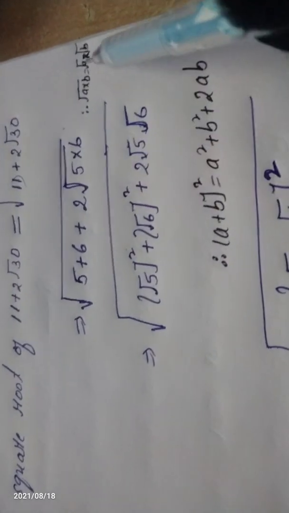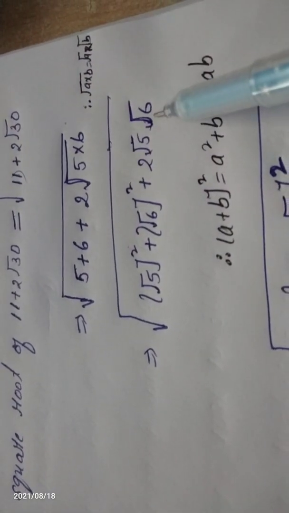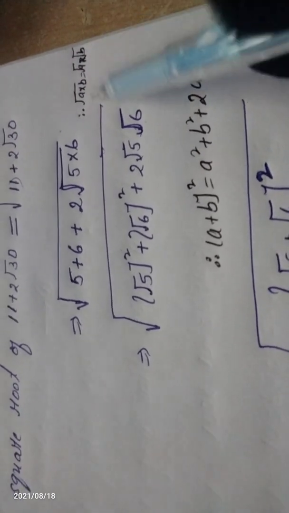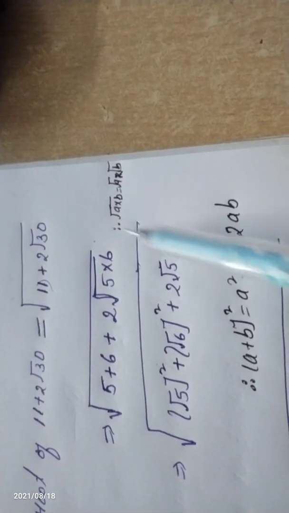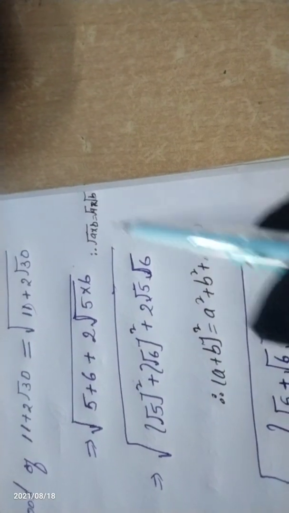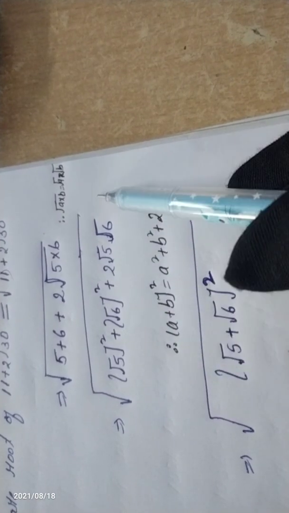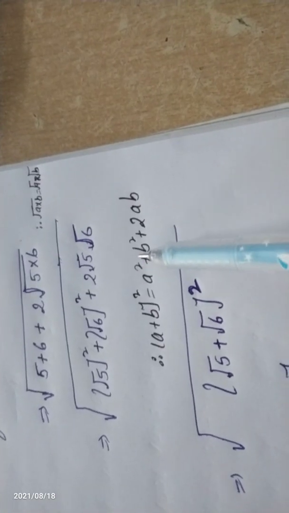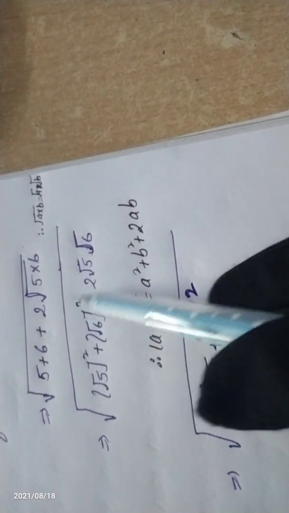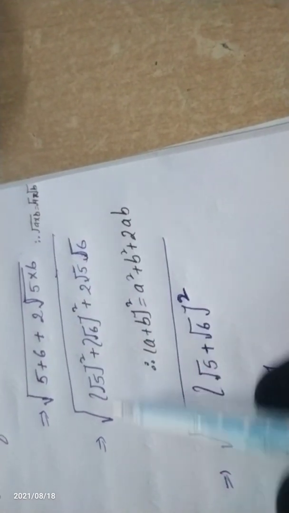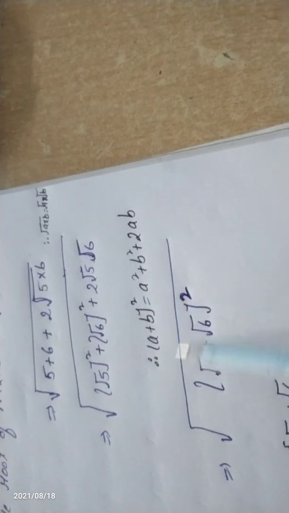According to this condition, root A into B can be written as root A into root B separately, so we are converting to this form now. Can you see this value? This value is in the form of a plus b whole square. It is in the form of the RHS: a square plus b square plus 2ab. We are converting it into the LHS. It is a reverse.